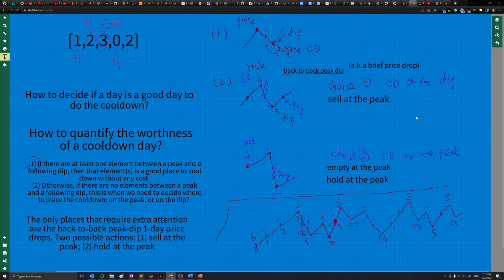If we CD on the dip, that means we sell at the peak, and then we move on, right? And if we CD on the peak, so that we can buy at the next dip, then that means we must sell at the previous value.